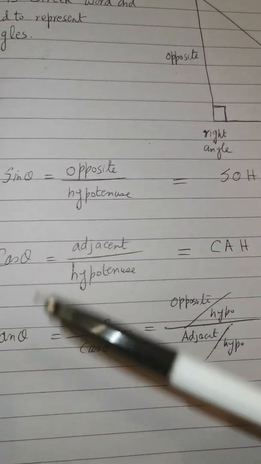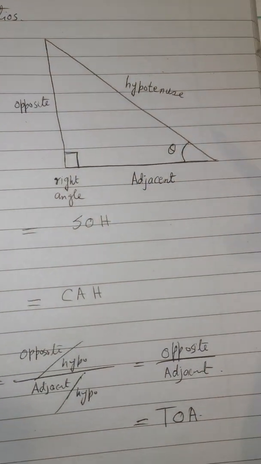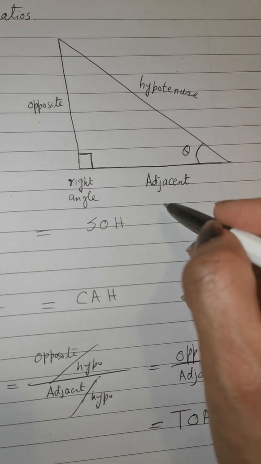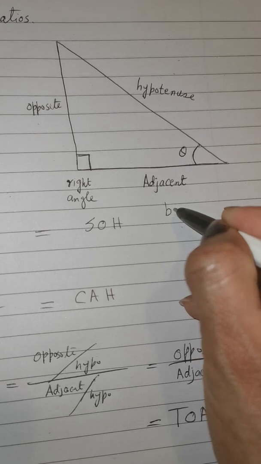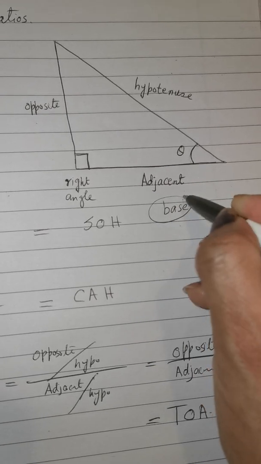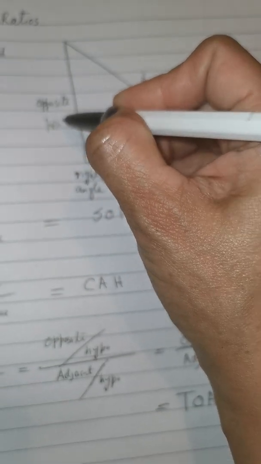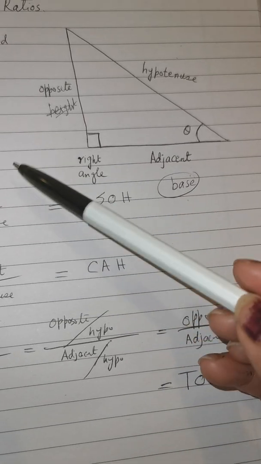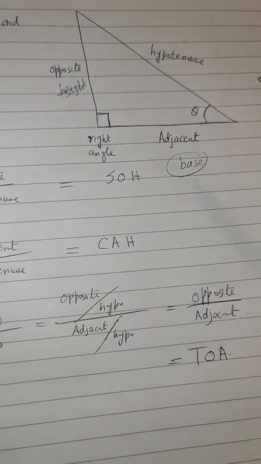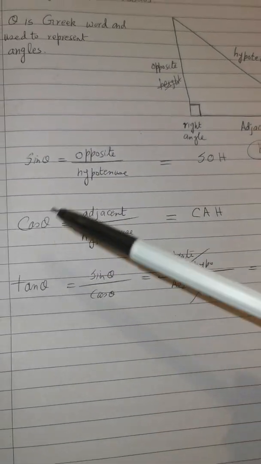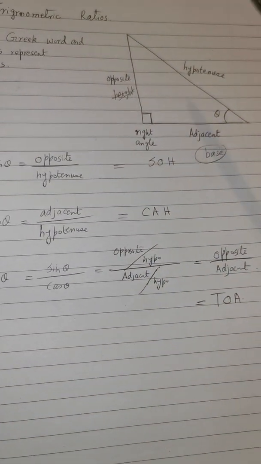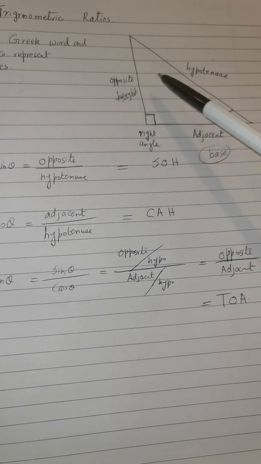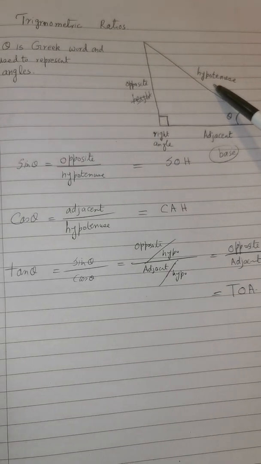The first is called sine theta. Sometimes the adjacent side is called base, and the opposite side is called height. On the basis of this you can also find the formula, but here you have to remember adjacent and opposite, as I told you earlier. So sine theta is equal to opposite divided by hypotenuse. Opposite divided by hypotenuse will give you sine theta.